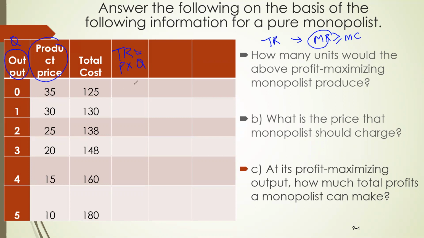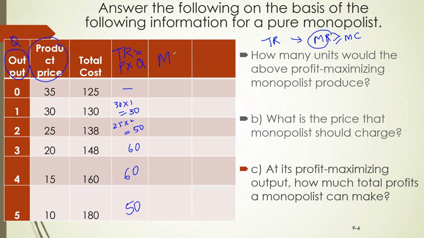So for 0 units, we don't calculate, or it's 0 basically. For 1 unit of output, price is $30. That means 30 times 1, total revenue is 30. 25 times 2, total revenue is 50, and so on. Here it comes 60. When the firm produces 5 units, total revenue is 50.